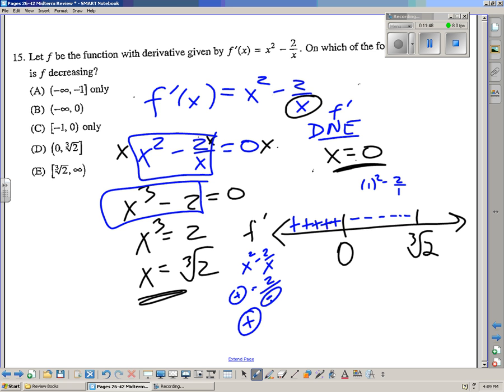And then past cube root of 2, an easy number is 2. 2 squared minus 2 over 2. 4 minus 1 is 3. Positive. So now we want to find out where f is decreasing. f is increasing from negative infinity to 0, decreasing from 0 to cube root of 2, and increasing after that. So 0 to cube root of 2 is correct.